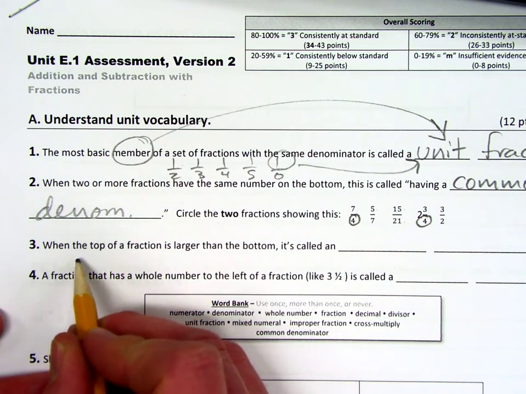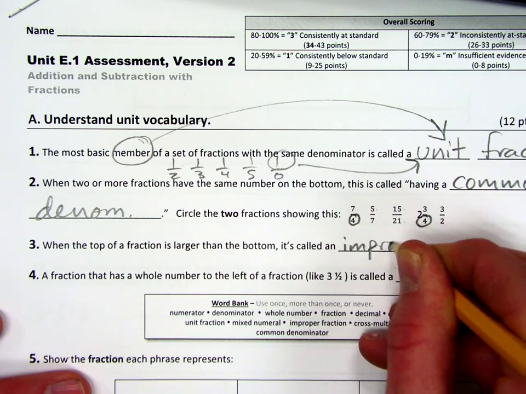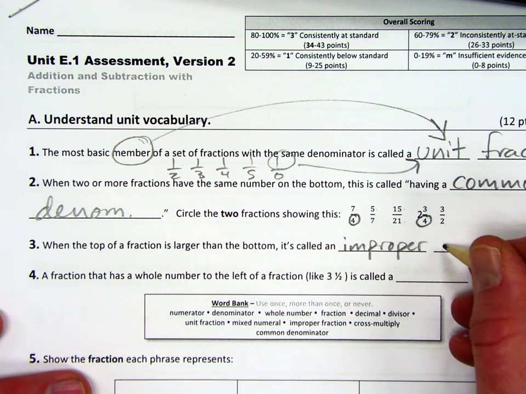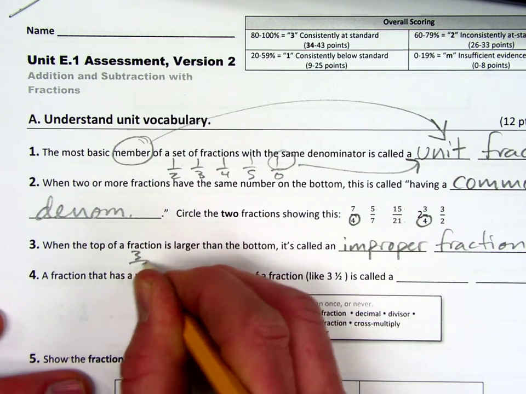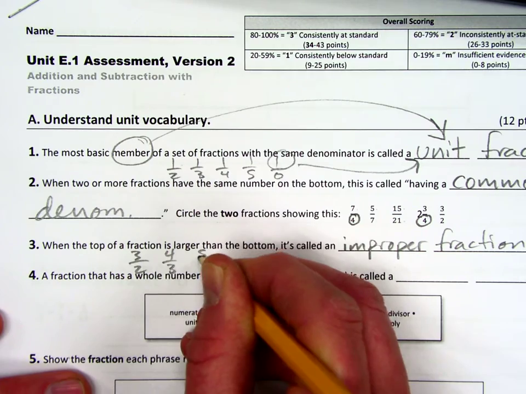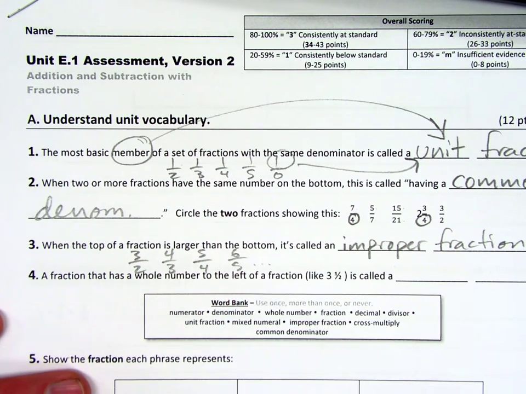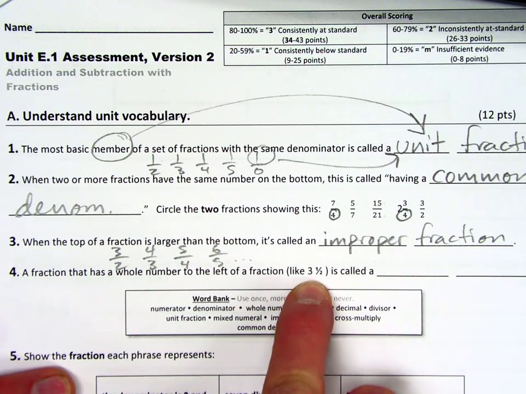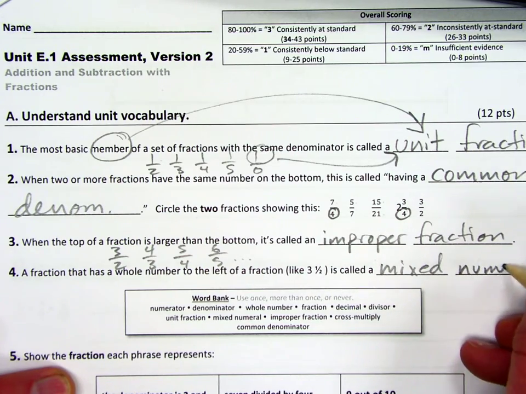Pretty straightforward. When the top fraction is larger than the bottom, it's called an improper fraction. We talked in class like it's top-heavy, improper, top-heavy, improper fraction. So any fraction where the top is larger, 3/2, 4/3, 5/4, 6/5, and so on, those are all improper fractions. A fraction that has a whole number to the left, like that right there, is called a mixed numeral. And of course, these are terms that just have to be memorized. If you're going to do them on a test, you got to know them.